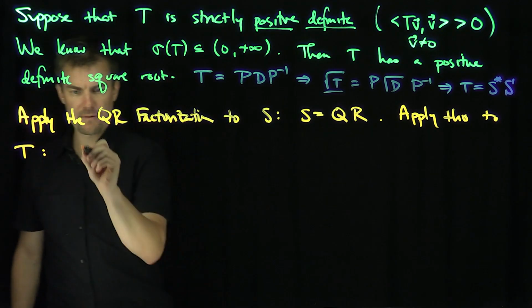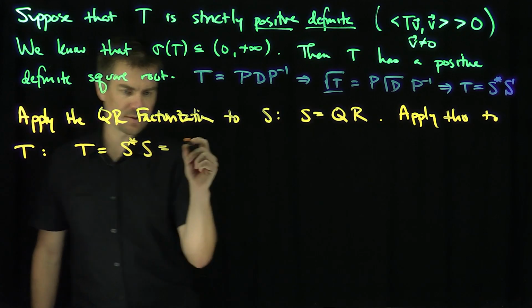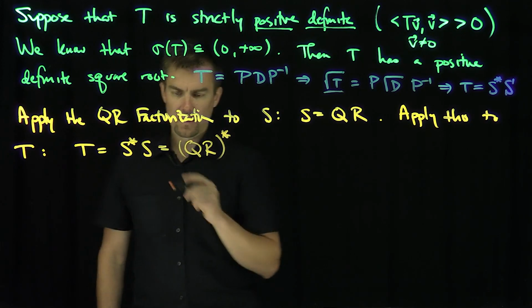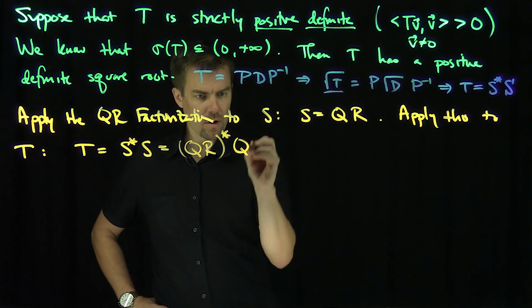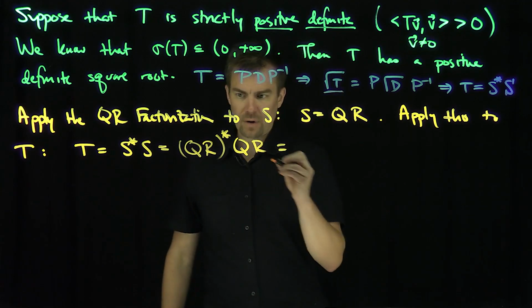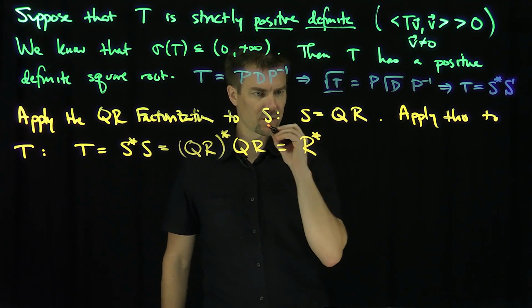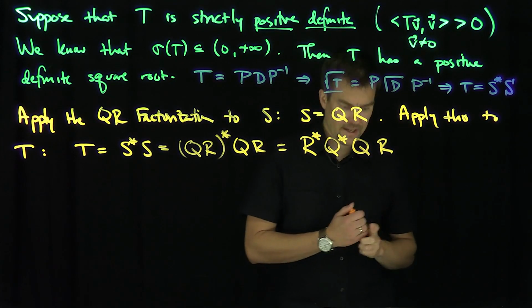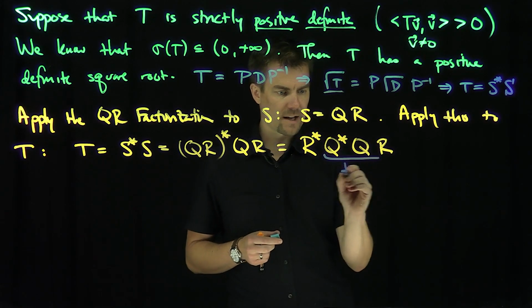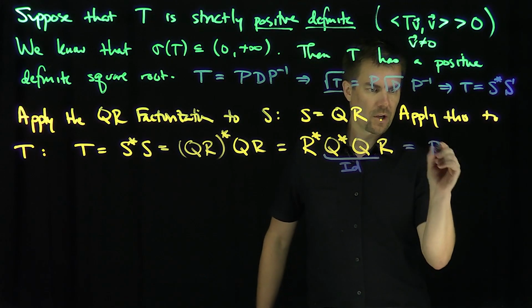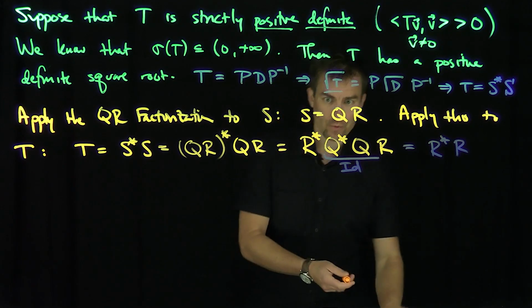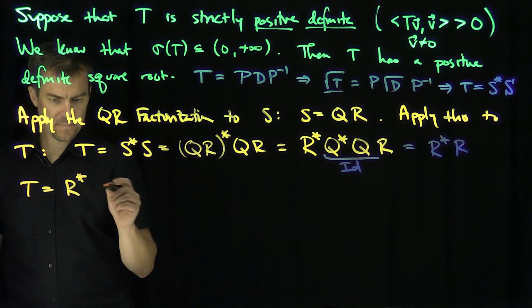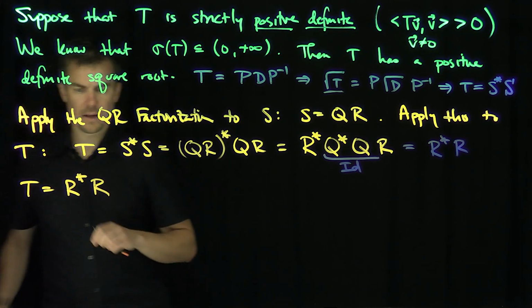If we apply this to T, we have that T is equal to S star S, but S is Q times R, so this is QR star and then QR. By the involution property of the adjoint, this becomes R star Q star Q R. But now I know that Q star Q is the identity because it's an orthogonal matrix. So this is just going to be R star R. So we've just written T as R star and then R like that.